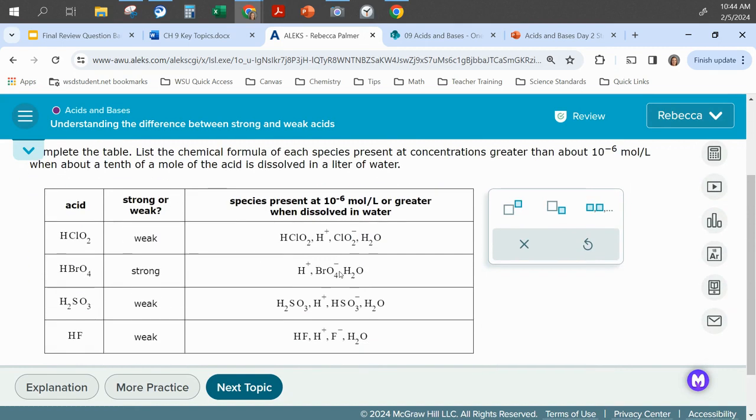All right, do you think you could do this one now? Kind of tedious, but does it make sense? The species present. Okay. All right, we're going to stop there.